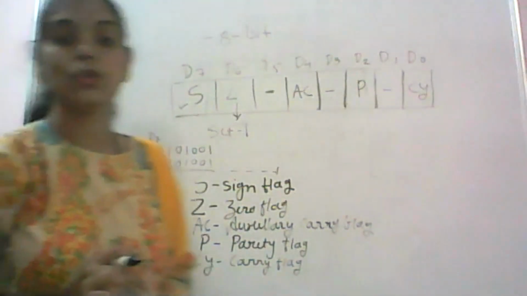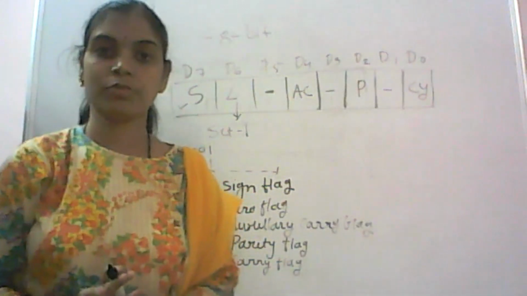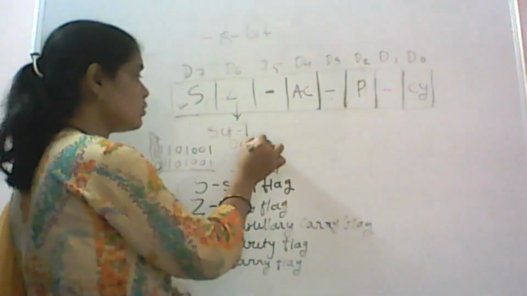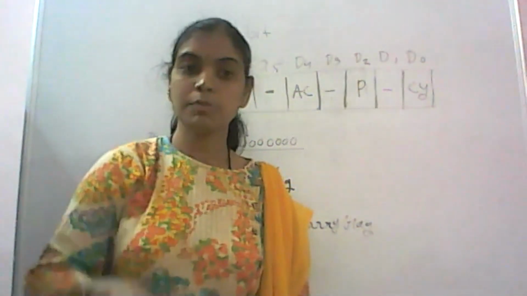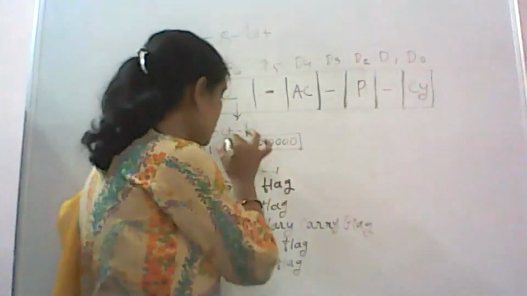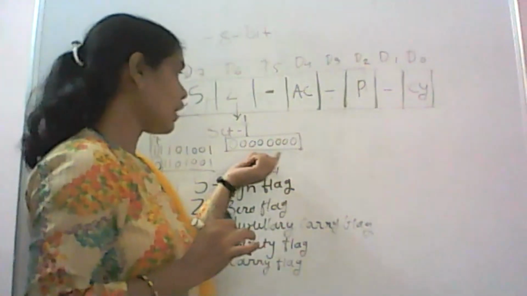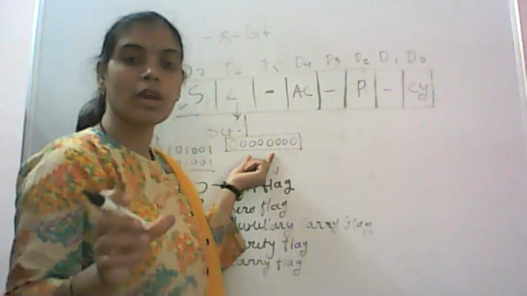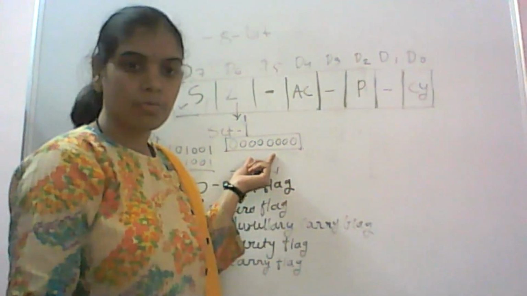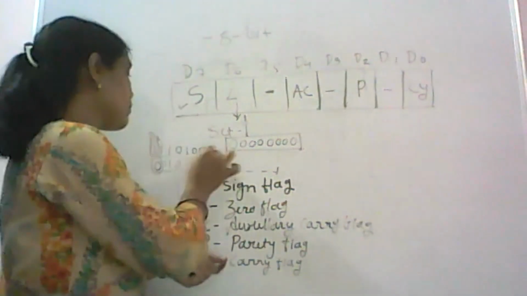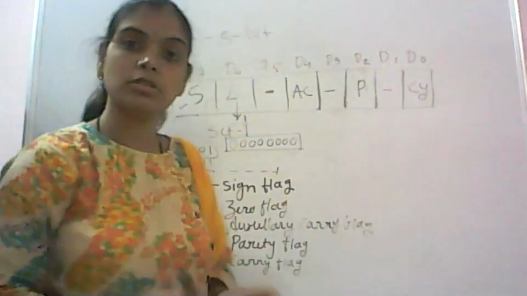Then next is the zero flag. Zero flag is set to 1 if the result in the accumulator is 0. अगर रिजल्ट क्या होगा, 0 0 0 0 0 0 0. ओके, कब सेट होगा, जब accumulator में 0 होगा, that time zero flag is set to 1. अगर रिजल्ट नॉन 0 है, अगर एक्यूमुलेटर में 1 1 ये रिजल्ट है, नॉन 0 रिजल्ट है, तो zero flag सेट टू 0.